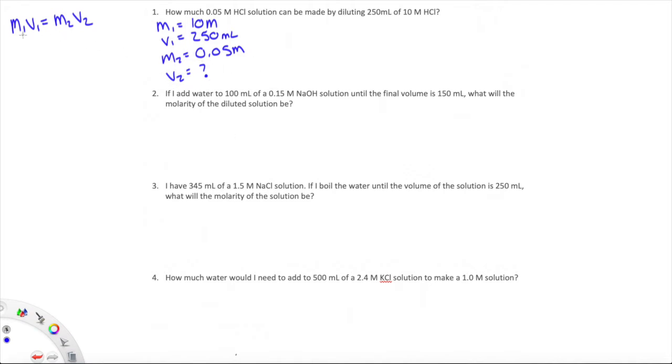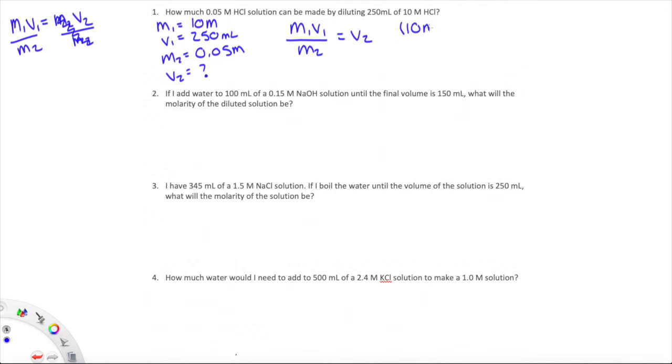And so when I look over here at my equation, I need to isolate V2 so it's by itself on this side of the equation. I'm going to do that by dividing both sides by M2. And when I do that, it crosses that out over here. So my final equation that I'm going to be plugging my variables into is M1 V1 over M2 equals V2. Okay? And let's go ahead and plug in our variables.